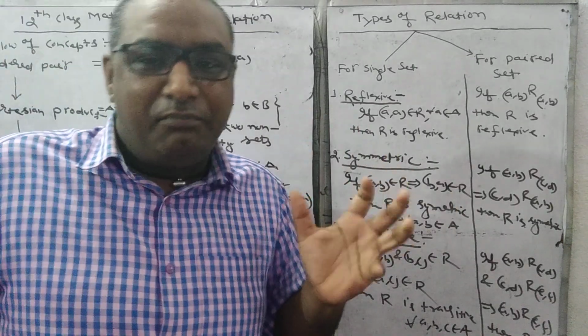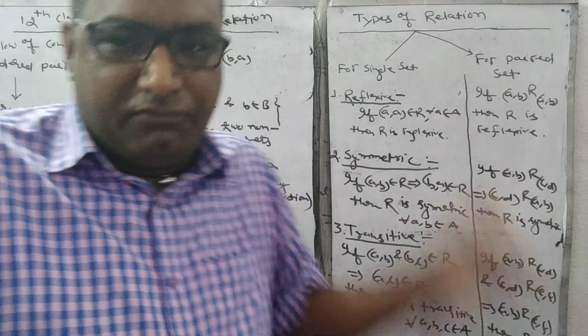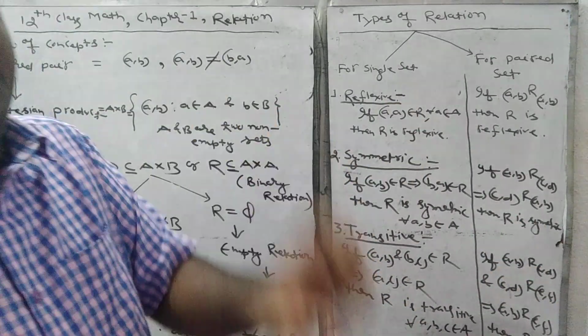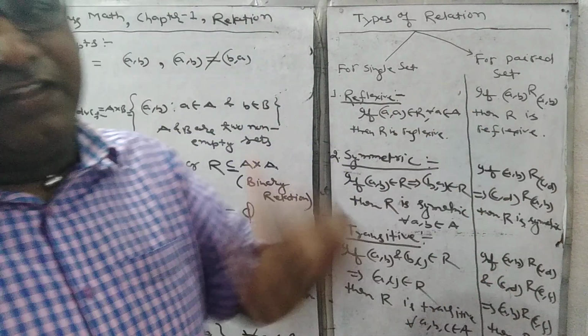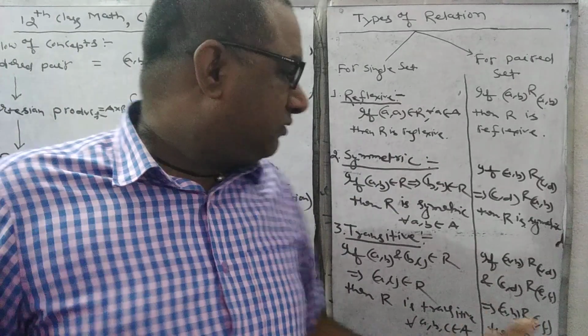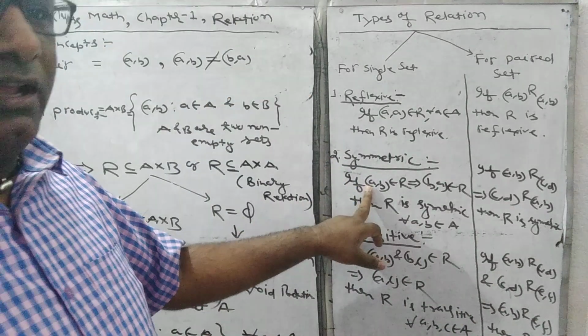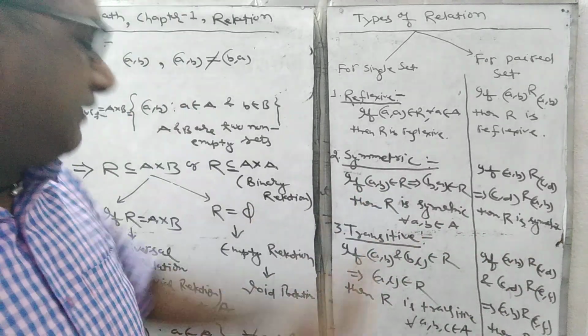There is a wide meaning of "if". If I am something, then I can do something. First condition is there, then second condition is there. If the first condition is not present, then the relation becomes symmetric by default, with no argument at all. So if (a, b) belongs to R, then the opposite pair must be there in the relation. That's what is written here.